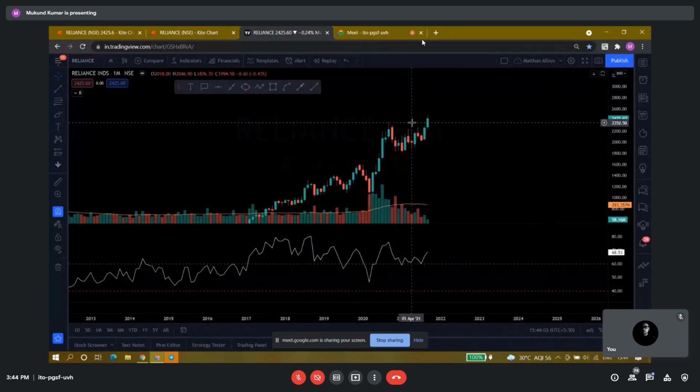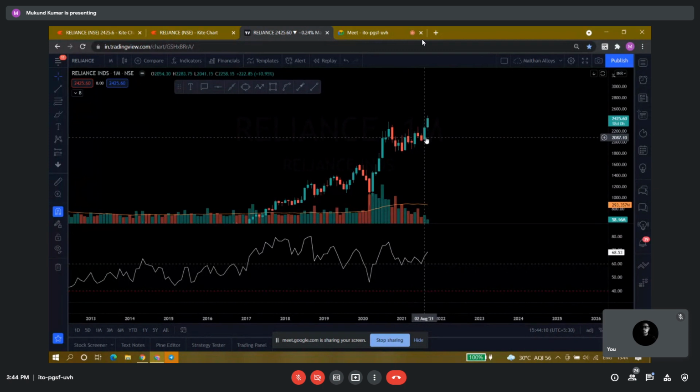So this was obviously a monthly breakout, and the stock is flying like anything. We have entered this stock around 2200 levels, I guess, isn't it? Or 2137 levels. That can be. You tell me which RSI to consider?